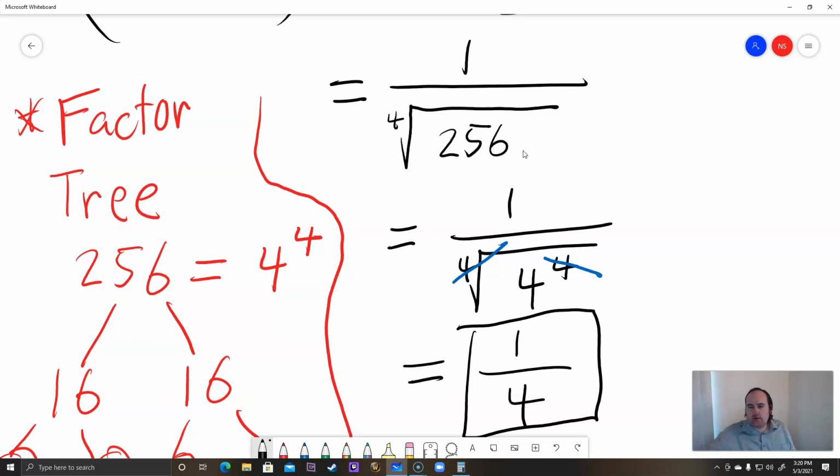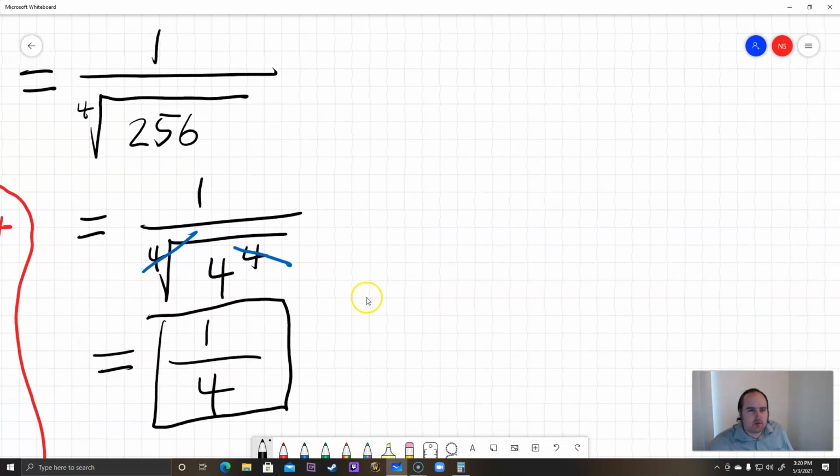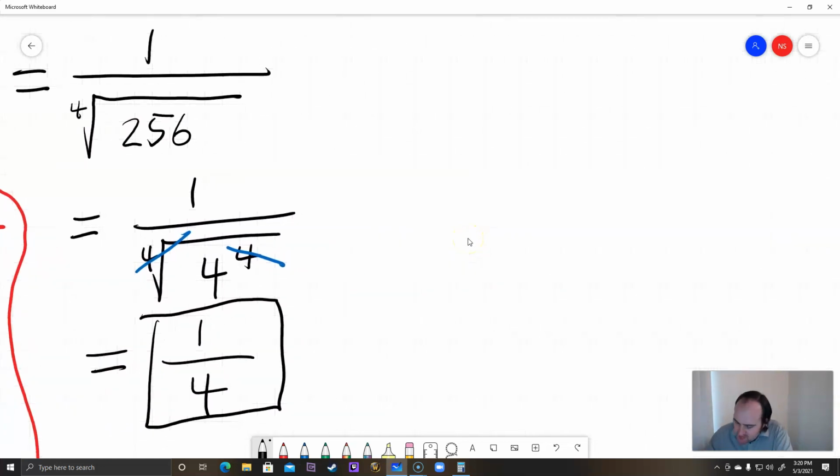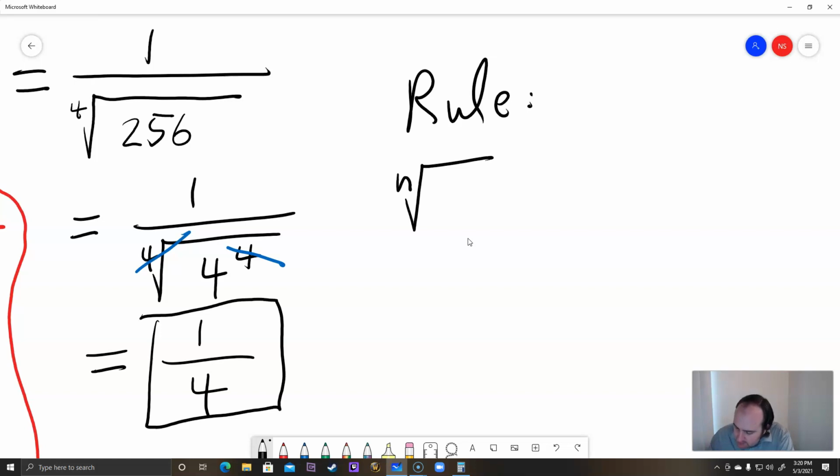Okay, and the rule that we used there for radicals is, if you have the nth root of x to the n, then the radical and the n power cancel out as long as they're the same, and that just gives you x. So that's the rule that I use there.